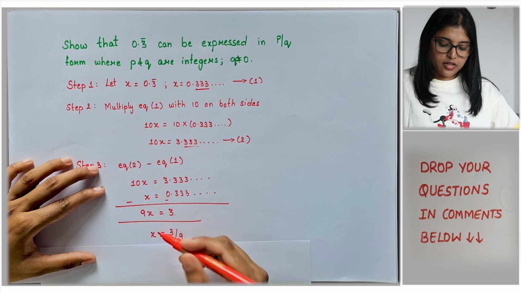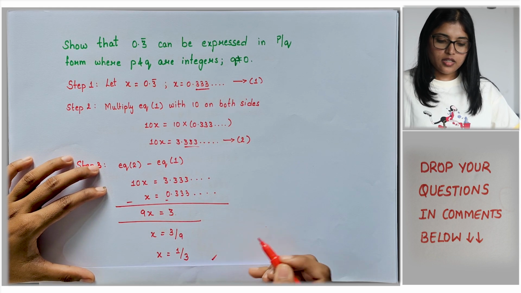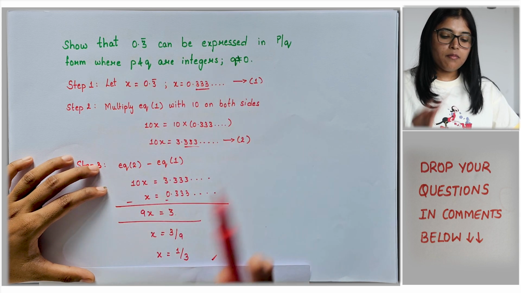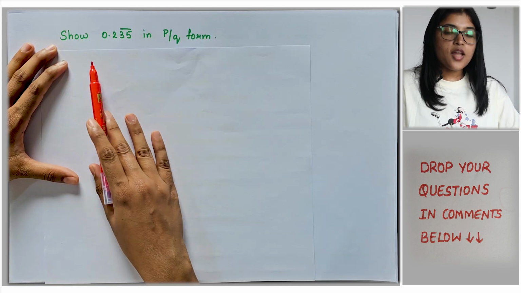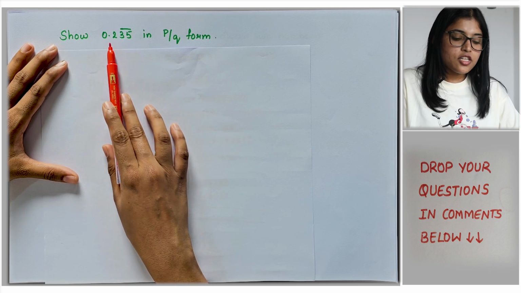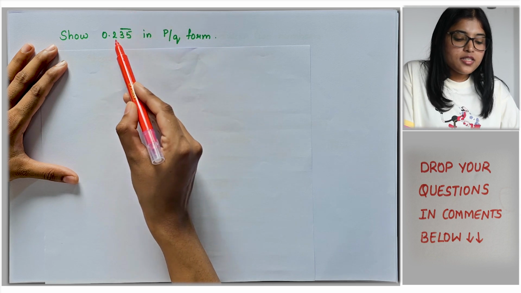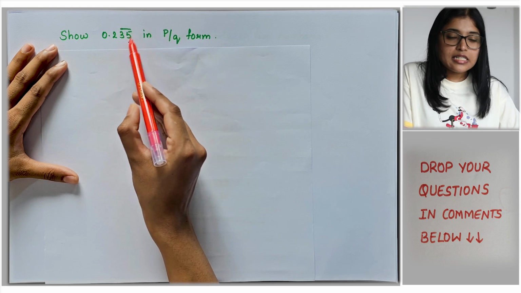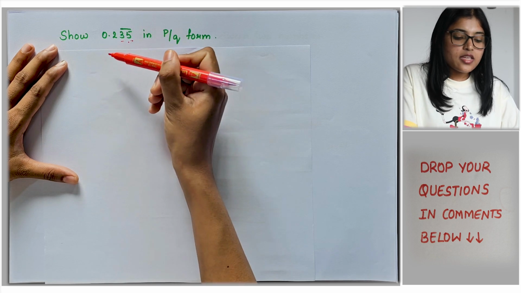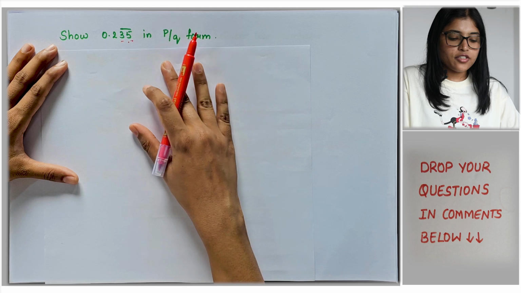So x can be written as 3 by 9, which is nothing but 1 by 3. That's how we convert our recurring decimal back to a fraction. Now let us take a look at another example where we can represent 0.235 bar in P by Q form, where you can see that not the whole decimal is recurring but just the 35 after the 2 is recurring. Let's see how to convert these kind of decimals back into fractions.